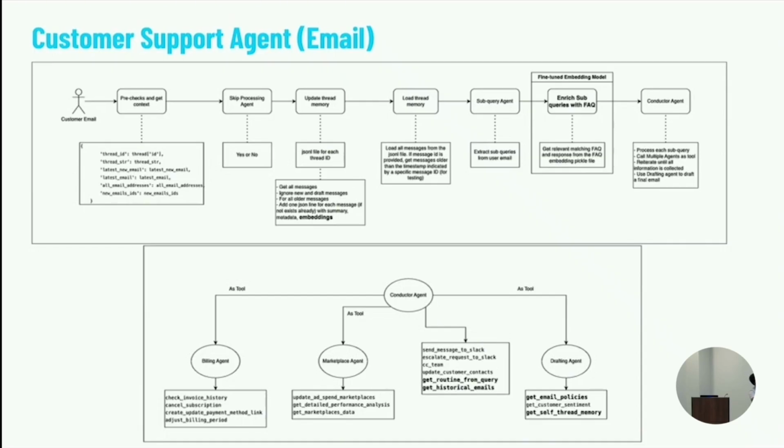Then there is a thread memory, and we load it, what happened previously, so that we have enough context to respond. Then we give it to a subquery agent. It extracts all the subqueries from the email. So it's query expansion. If there are multiple statements, every actionable statement will be extracted, and that would be given to the conductor agent, which would be responsible to take action on every subquery and respond to the email effectively.